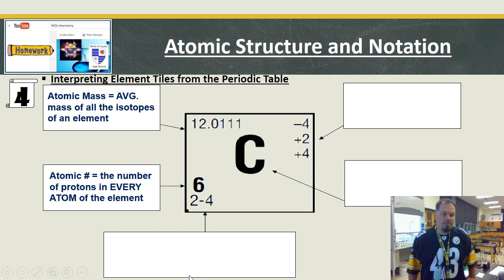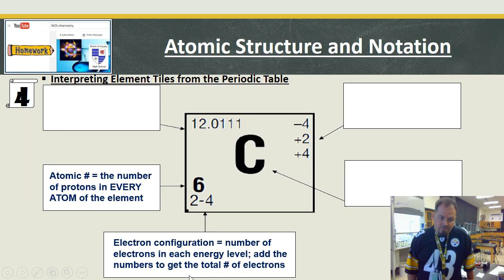So the atomic number is the number of protons in every element. Carbon has 6 protons, period. If it has a mass of 12, I'll do 12 minus 6, it has 6 neutrons. If it's carbon 14, it's 14 minus 6, and I have 8 neutrons. We will figure that stuff out.